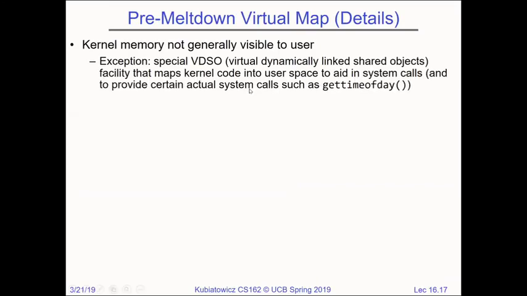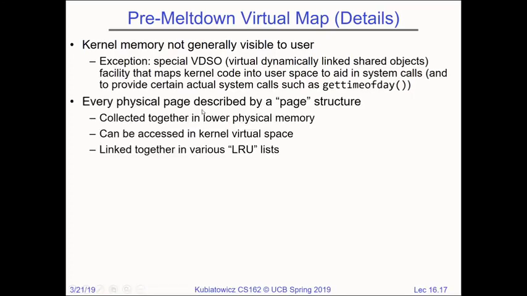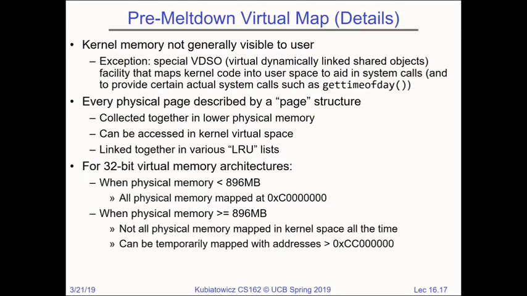Okay, there is an exception, which is dynamically linked shared objects, which float around up there. We won't go into that. Physical pages are described by a page structure. So how do you make a clock algorithm? Well, you take every page structure and you link it in a linked list, and now you got a clock. Okay, and that's kernel memory that points at the physical pages.